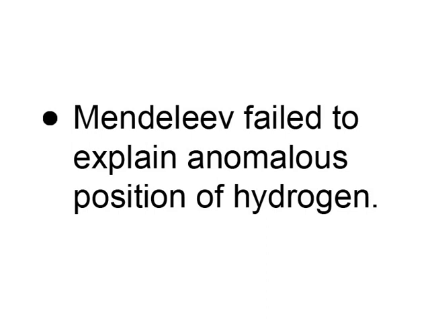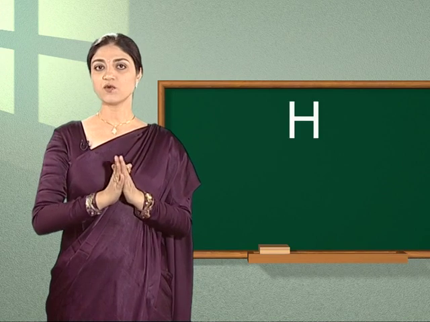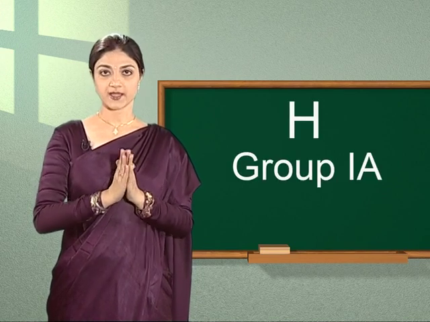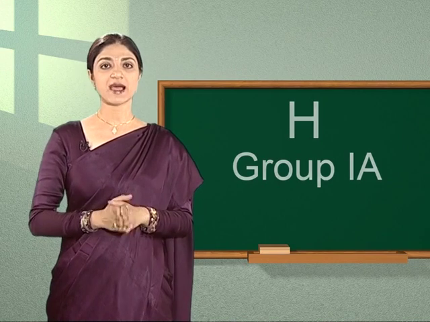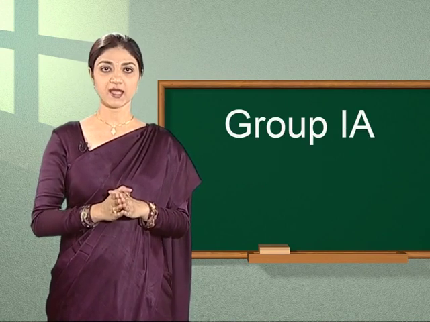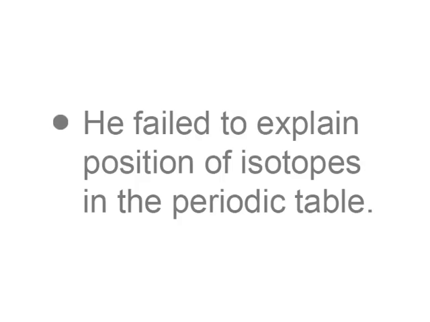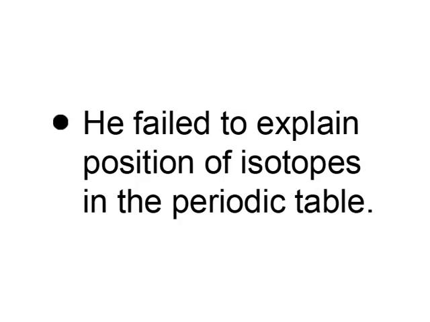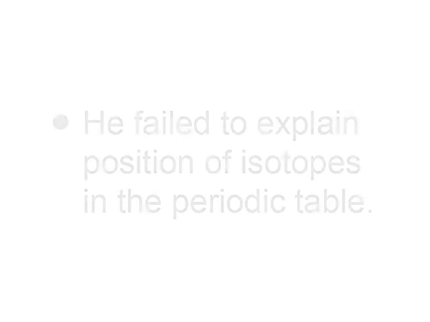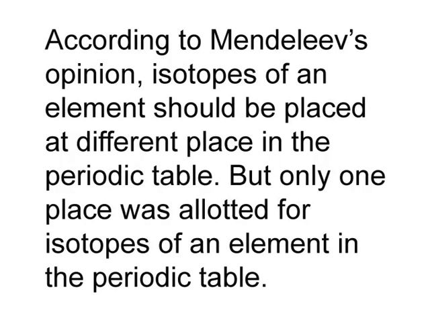Mendeleev failed to explain anomalous position of hydrogen. Hydrogen was placed in group 1st A, whereas it resembles the elements of group 1st A and group 7th. He failed to explain position of isotopes in the periodic table. According to Mendeleev's opinion, isotopes of an element should be placed at different places in the periodic table, but only one place was allotted for isotopes of an element in the periodic table.